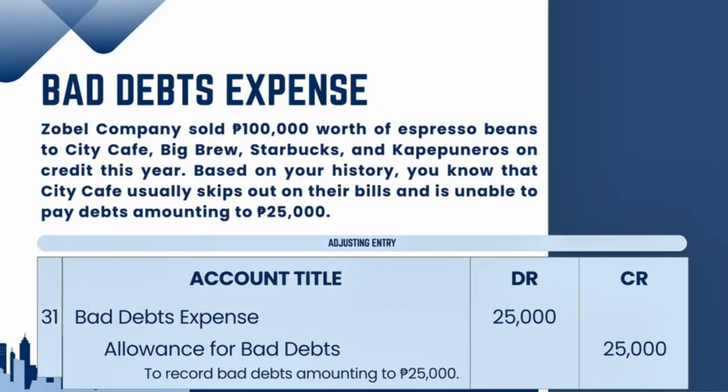Journal entry. To record this expected loss, we debit bad debts expense and credit allowance for bad debts for 25,000 pesos. Bad debts expense is debited because it is an expense that reduces income. Allowance for bad debts is credited because it is a contra-asset account that reduces accounts receivable.